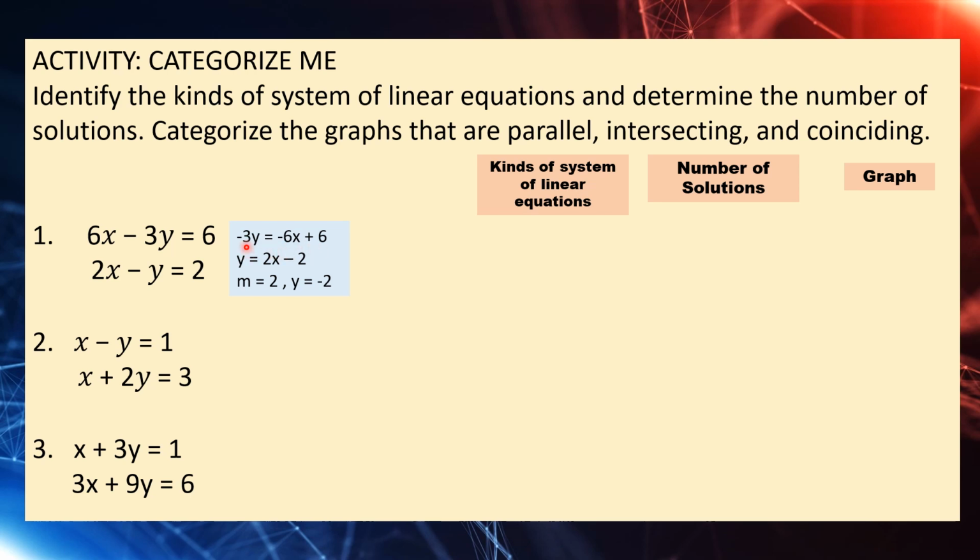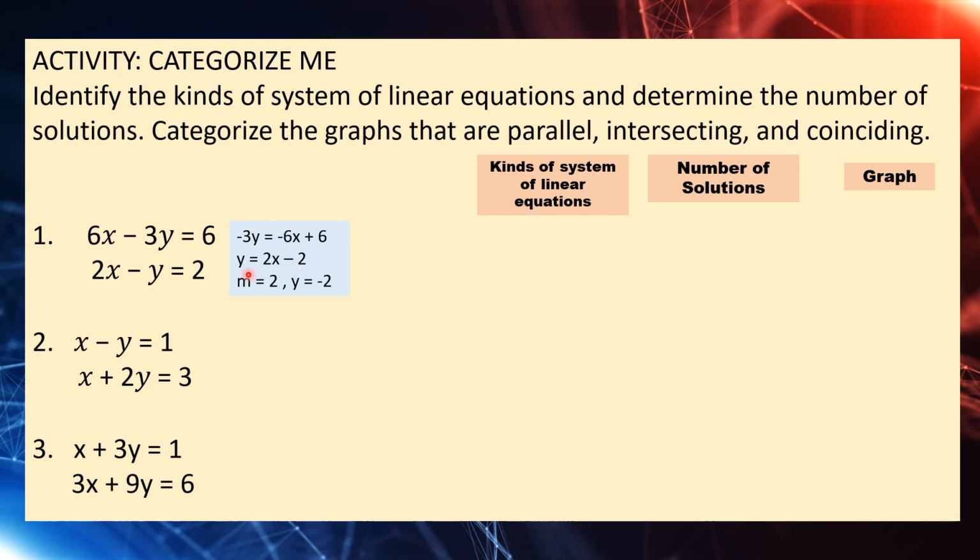To get rid of negative 3, we divide both sides by negative 3. So we divide negative 3 on both sides of the equation. Negative 3y divided by negative 3 is equal to positive y. Negative 6x divided by negative 3 is equal to positive 2x. And positive 6 divided by negative 3 is equal to negative 2.